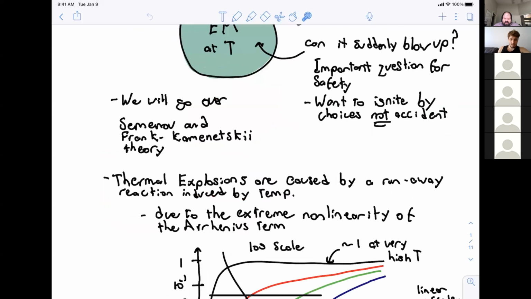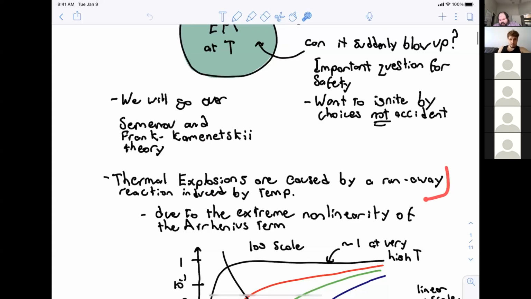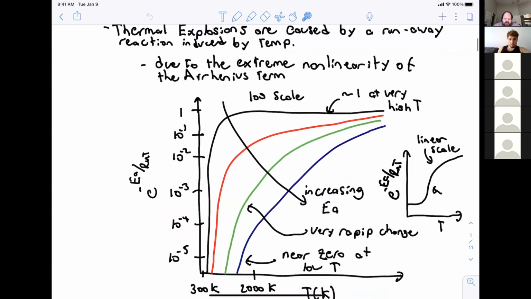And these thermal explosions are different from another type of explosion called chain branching explosions, and those are discussed in the other combustion class, which is more heavily focused on chemical kinetics and things like that. Here we're focused more on thermal explosions. These are runaway reactions that are induced by temperature, and they are caused by the extreme nonlinearity of the Arrhenius term. Recall that the Arrhenius term is e to the minus E_A over R_U T. This term is extremely nonlinear. It can act like a switch that turns chemical reactions on or off.